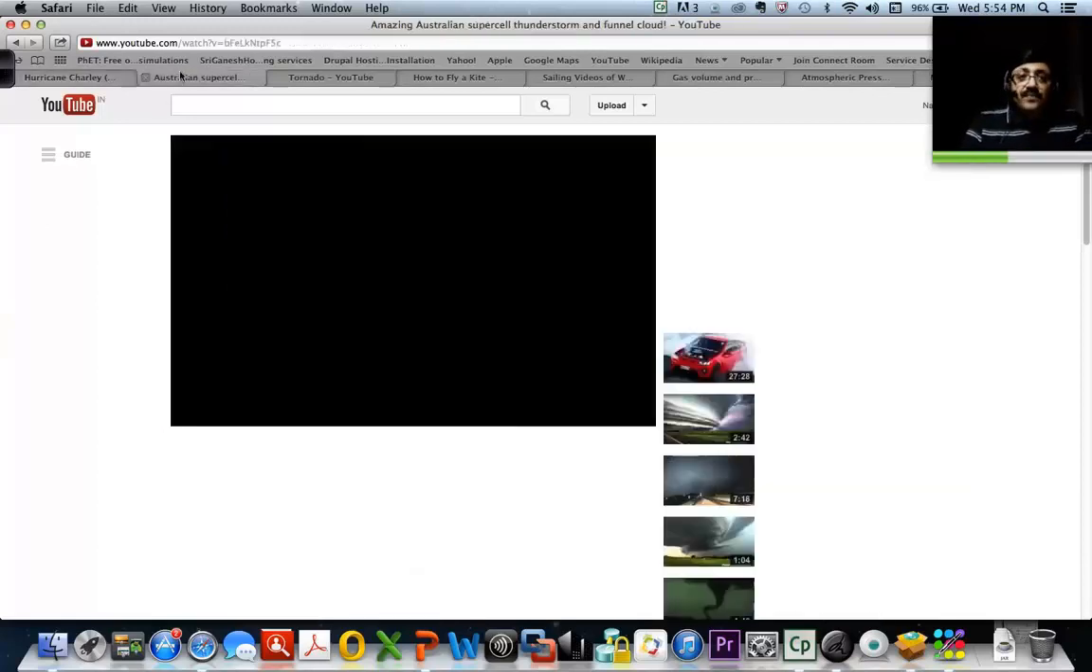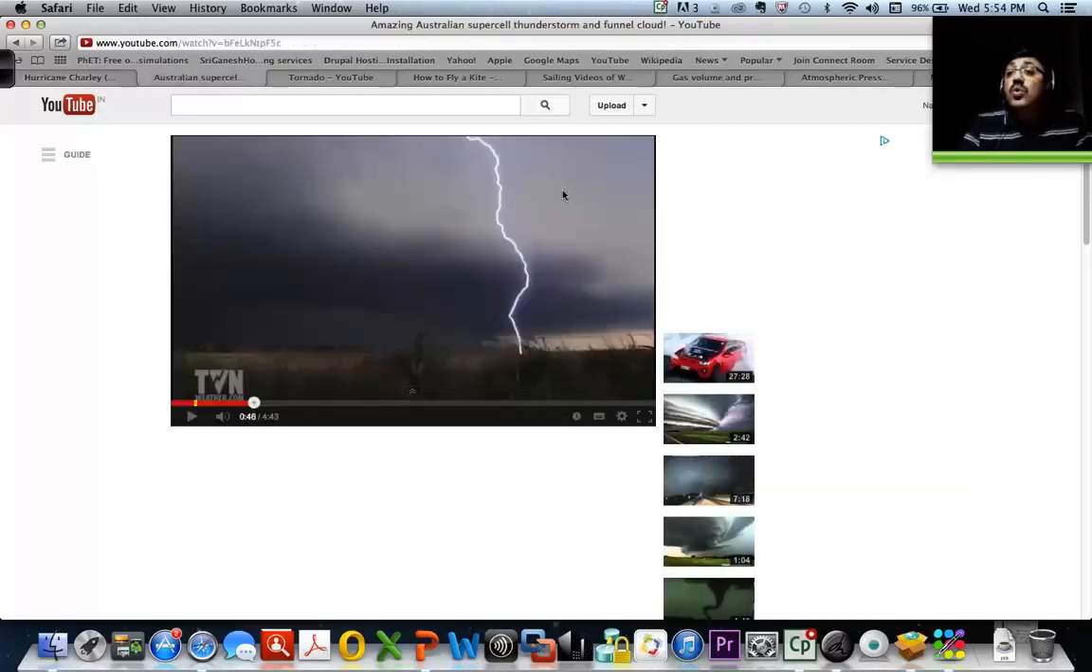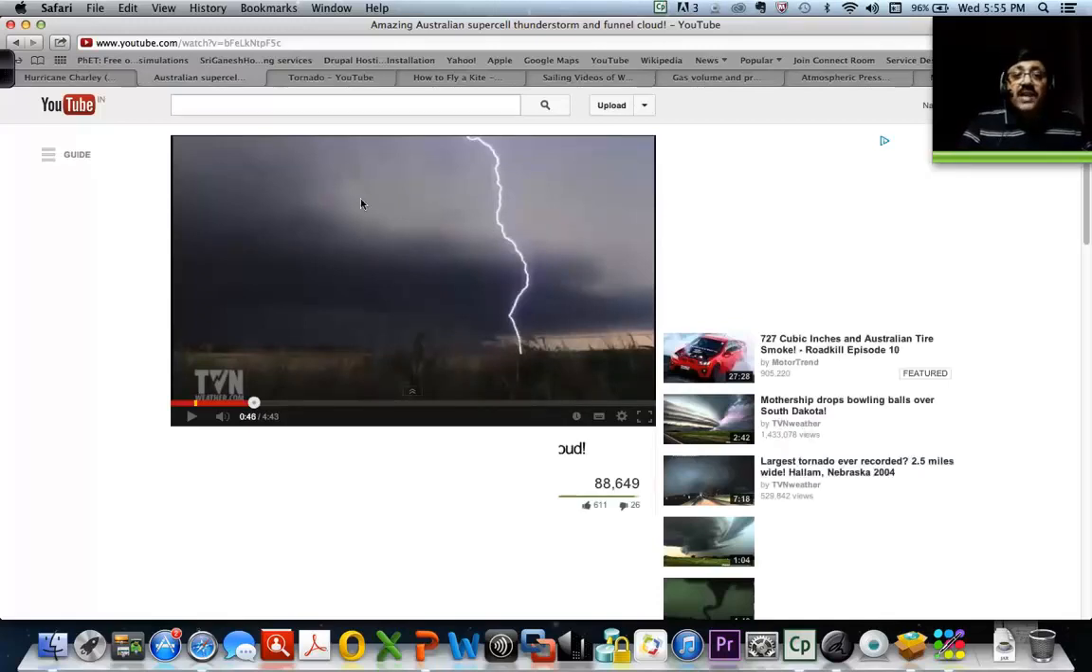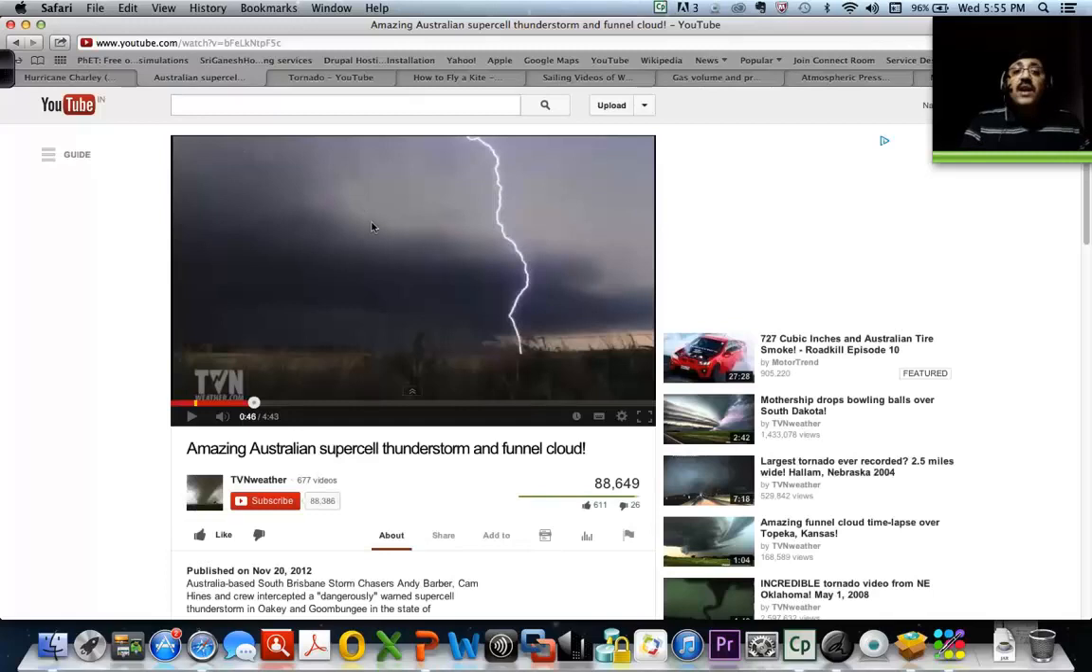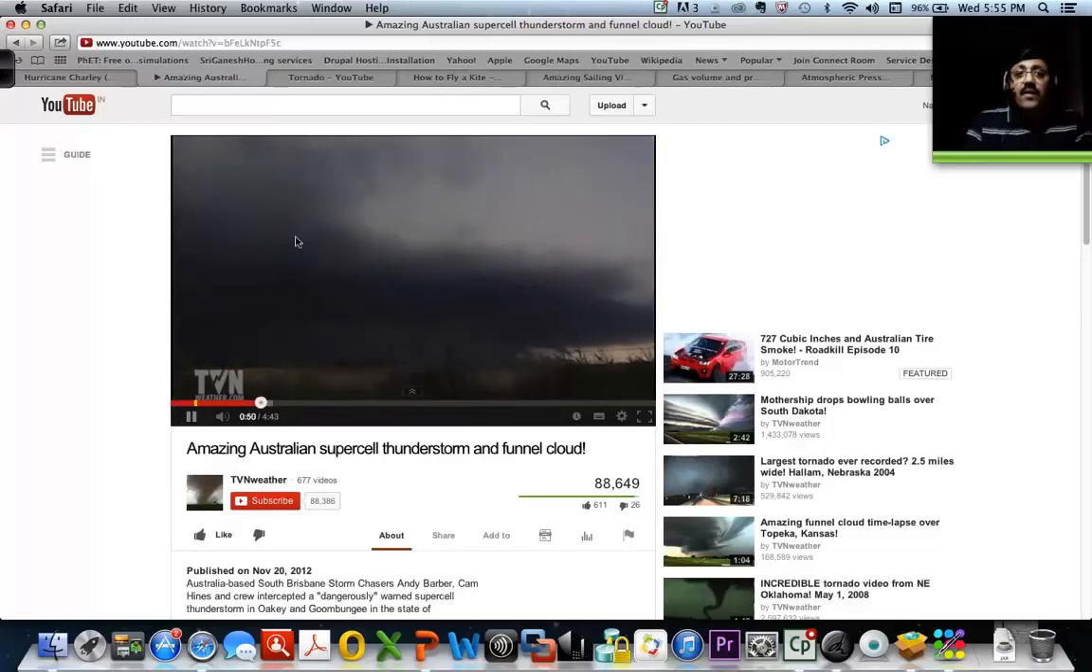Now, next, I want to show you thunderstorms. In thunderstorms, you can see how thick the clouds are. You have very thick clouds, accompanied by rain and a lot of lightning and thunder. So that is what happens in a thunderstorm. Here again, you can hear the sound of the wind, and you can see the lightning.